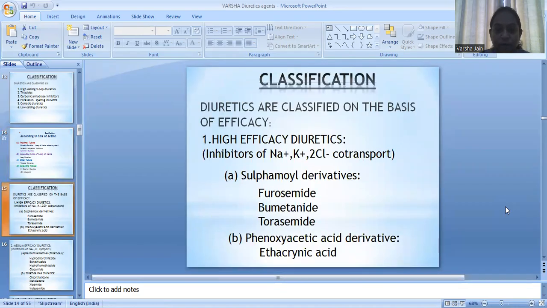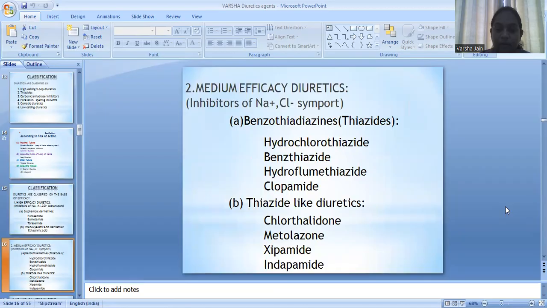ADH antagonists. The classification on the basis of efficacy: high efficacy diuretics, inhibitors of the sodium, potassium, and chloride co-transport, that is sulfonamide derivatives, furosemide, bumetanide, torsemide, and the phenoxyacetic acid derivative, ethacrynic acid. Medium efficacy diuretics, inhibitors of the sodium and chloride symport, benzothiadiazines, that we call thiazides: hydrochlorothiazide, benzthiazide, hydroflumethiazide, then clopamide. Then the second group in medium efficacy diuretics, thiazide-like diuretics: chlorthalidone, metolazone, xipamide, and indapamide.